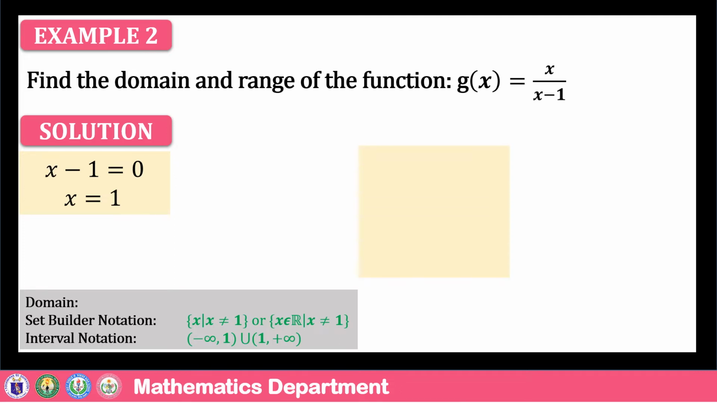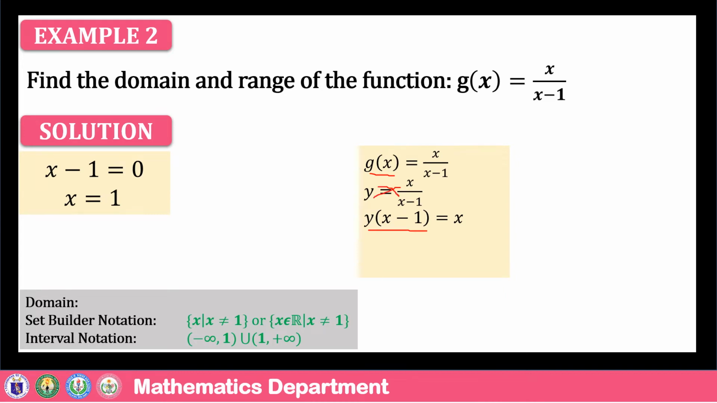Para naman sa ating range, kagaya ng ginawa natin kanina sa una nating example, so ang g of x natin ay papalitan natin ng y, and then kokopyahin natin yung nasa right side, so we will have here y is equal to x over x minus 1. And then multiplying this one, magkakaroon tayo ng y times x minus 1 is equal to x. So, cross-multiply lang natin itong dalawang ito.